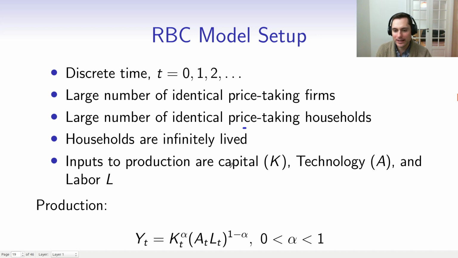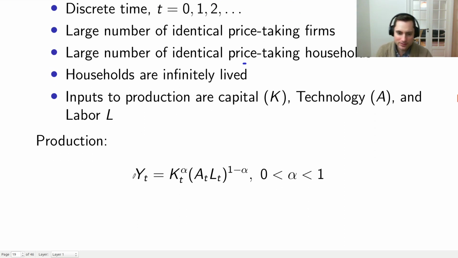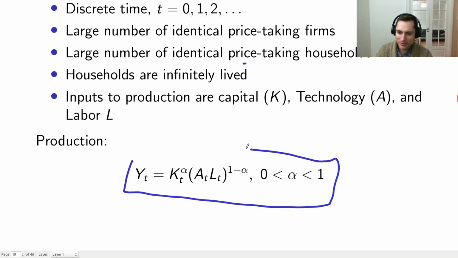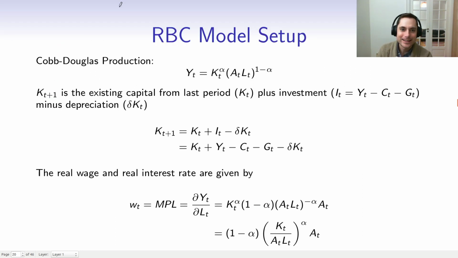And we're going to have 3 inputs into production, just as we've had in all of our models so far. Well, except for the endogenous growth model, because there we had intermediate goods going into final, and then labor going into intermediate, and no capital. But in the other 3 models, Solow, neoclassical growth model, and OLG, we had 3 factors: capital, labor, technology. The production function is going to be Cobb-Douglas, the same functional form we've been using for this entire course, except for the endogenous growth model.